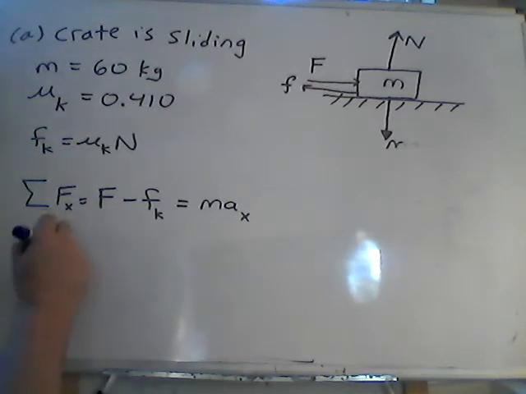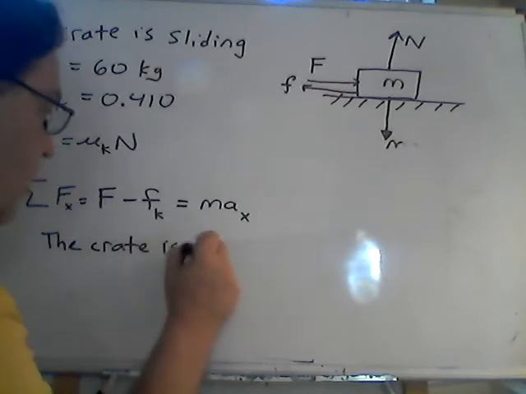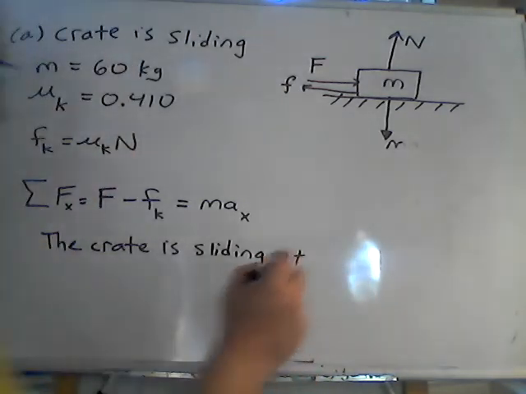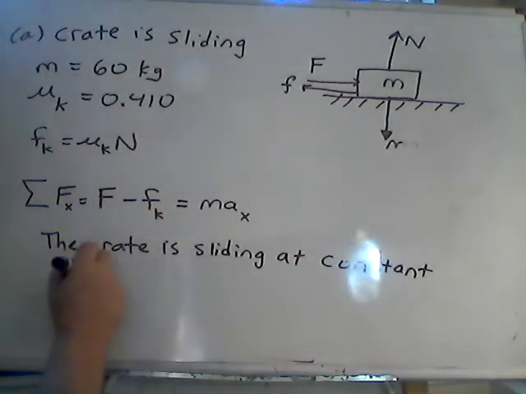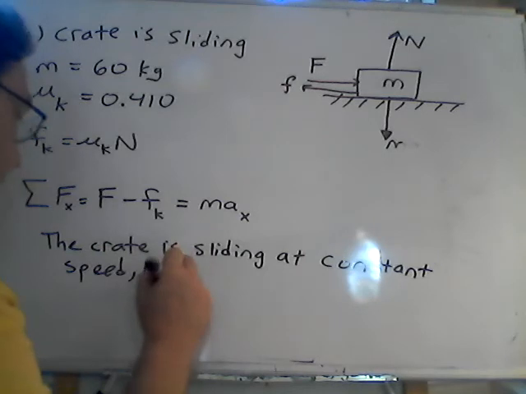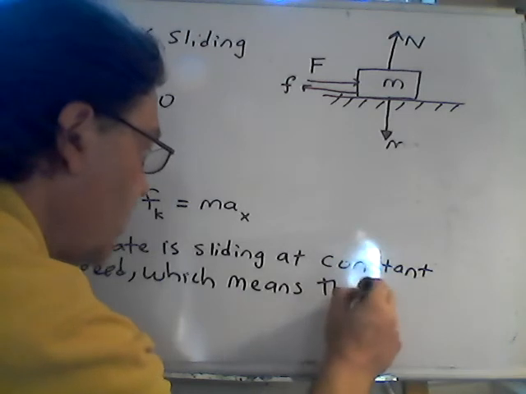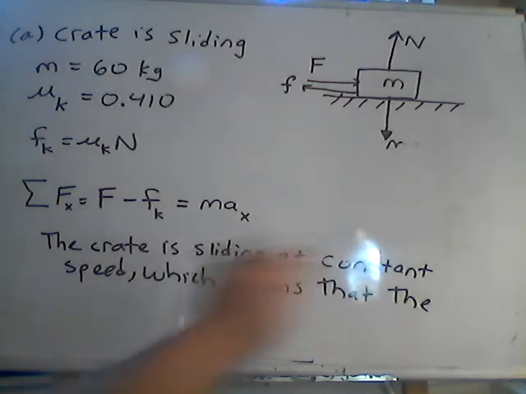But here's the thing. We're told that the crate is sliding at constant speed. Which means that the acceleration is zero. The speed is constant, meaning the speed's not changing. The acceleration, remember, is a change in velocity with respect to time. If your velocity or your speed particularly is not changing, you're not accelerating. So that means that the acceleration is zero.